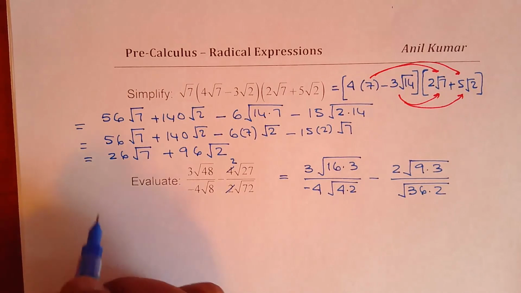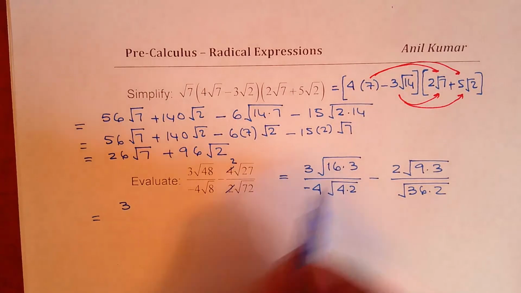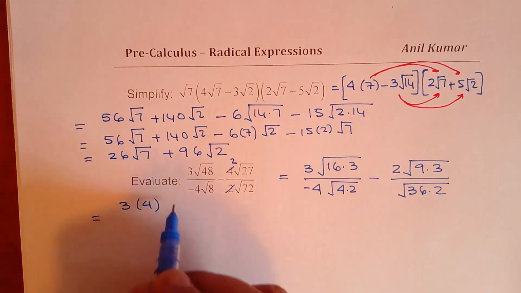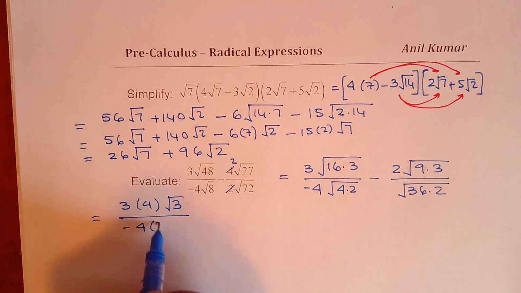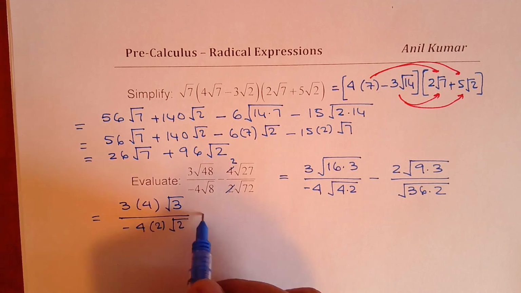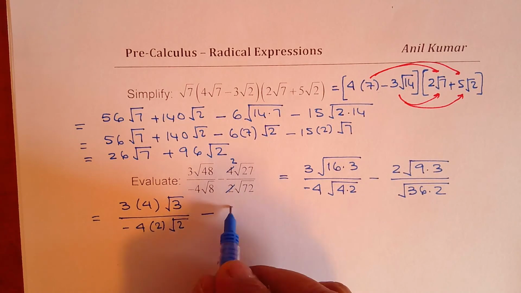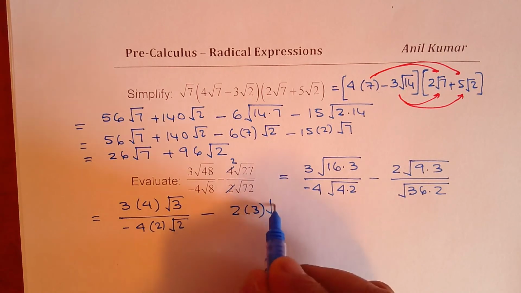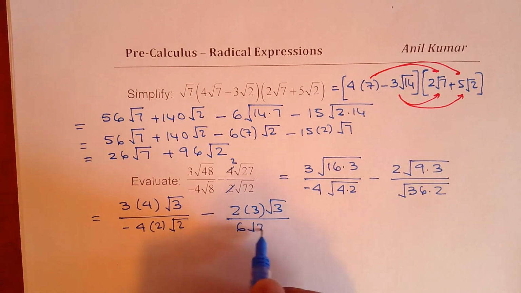Now we could write this as 3 times square root of 16 is 4, so we'll multiply by 4. Within square root we have 3 now. In the denominator we have minus 4. Square root of 4 is 2, so we can do 2 outside, square root 2. Minus 3, square root 9 is 3, so we can write 2 times 3 within square root 3, divided by 36 square root, which is 6. So that's what we get.